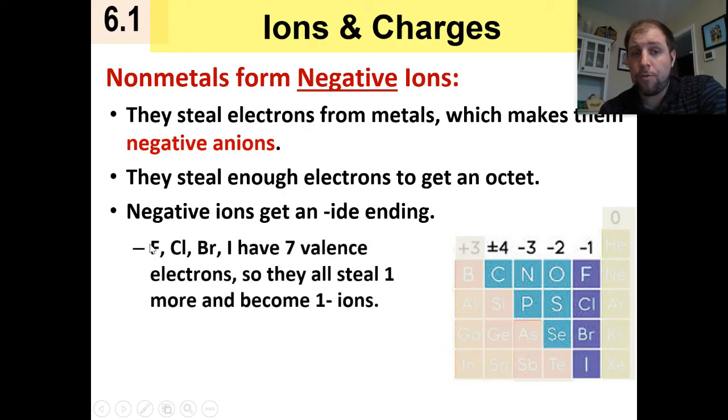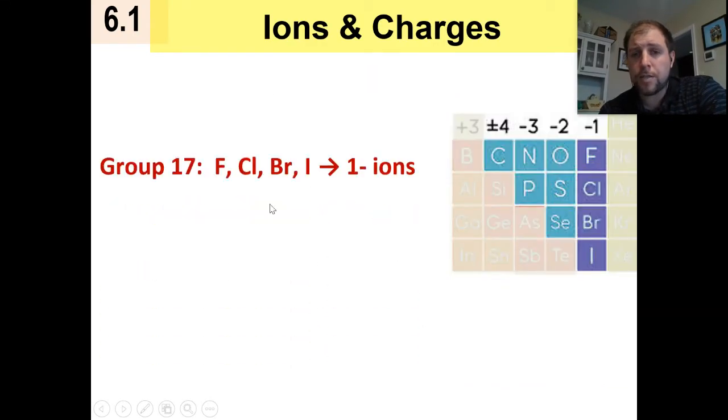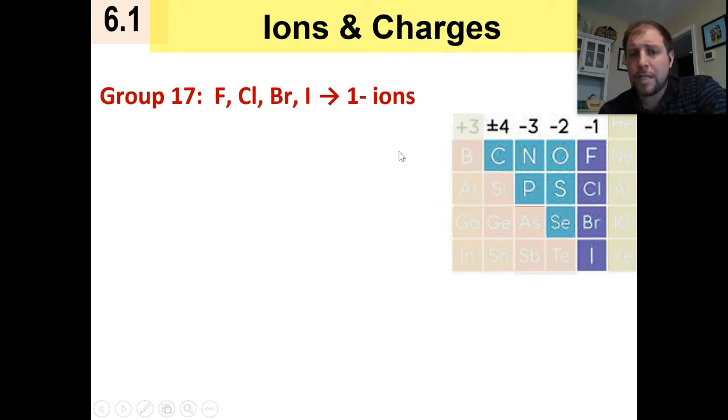So, for example, fluorine, let's take a look here. Group 17, all these guys, they all form -1 ions because they all just need to steal 1 electron. So fluorine, chlorine, bromine, and iodine will all steal electrons given the chance, and they become fluoride, chloride, bromide, or iodide with a -1 charge.